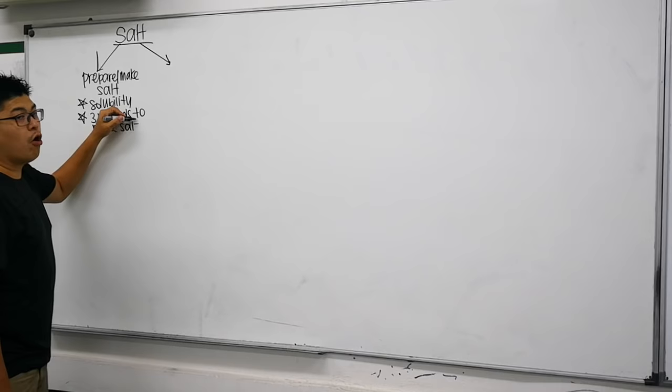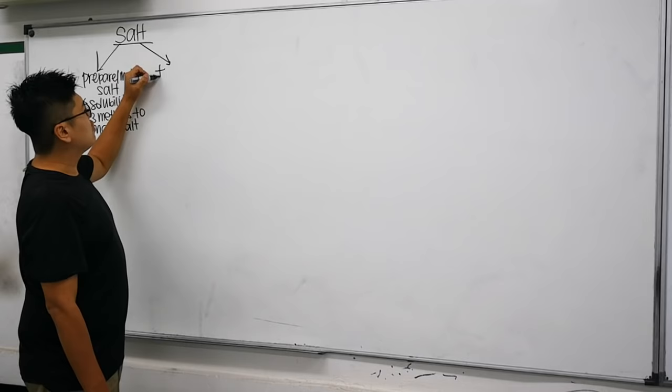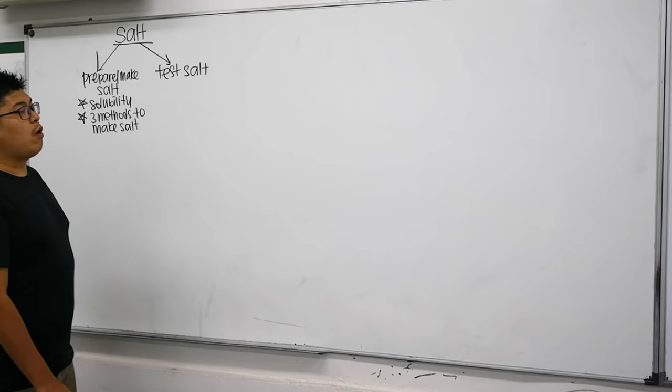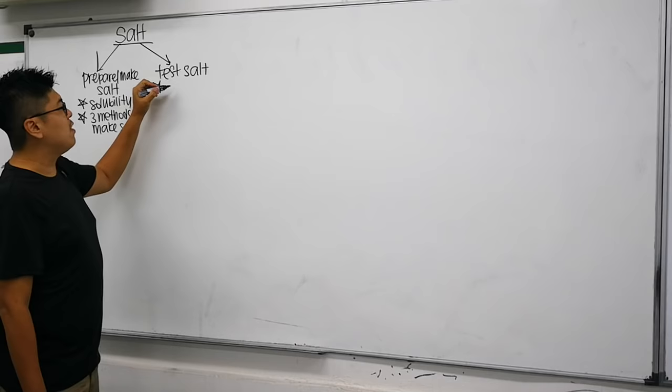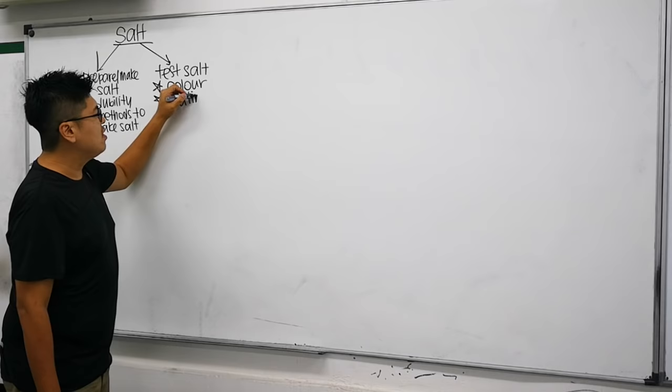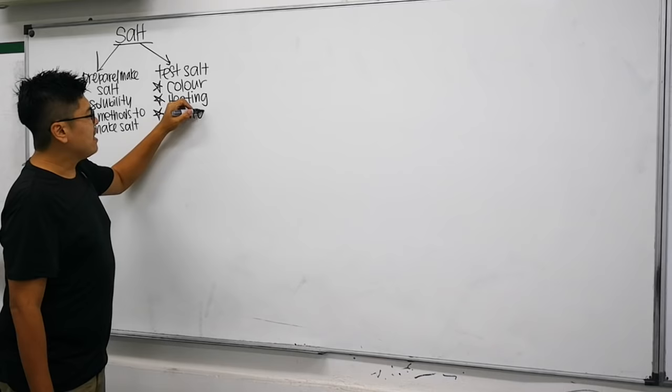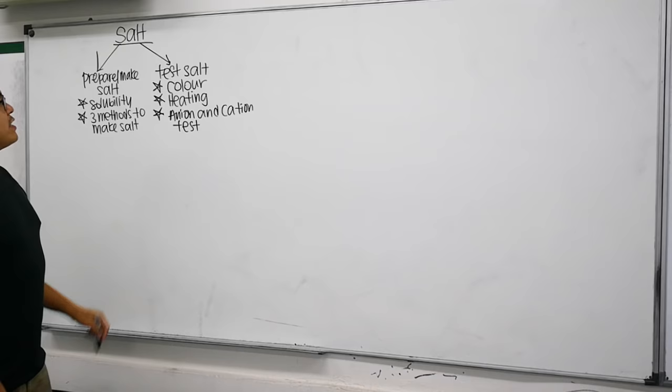After you learn how to make a salt, you learn how to test the salt. You have a salt; if you don't know what it is, you have to know how to do a test. Under the testing of the salt, you can test in terms of color. You can test in terms of heating; you're going to heat the salts. Number three, you test the ion. We call it anion and cation test. So this is a very quick summary of what you're going to learn.